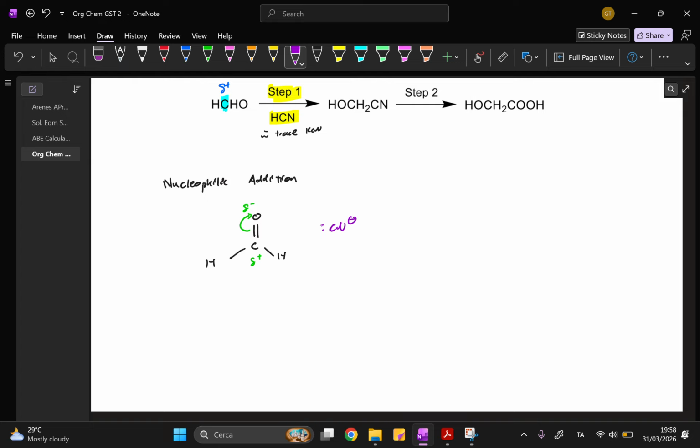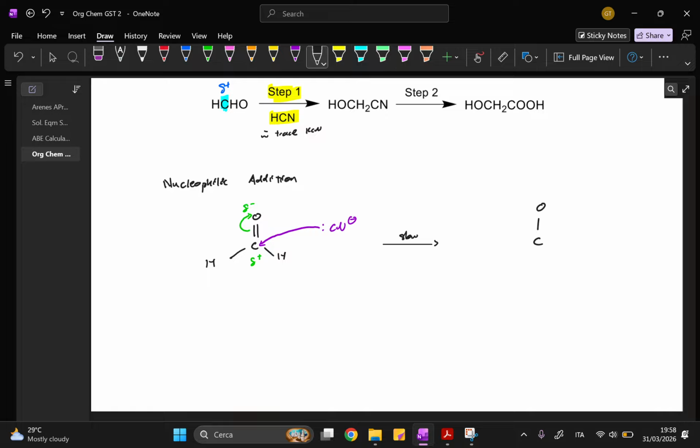So this lone pair, I start my curly arrow from the middle of the lone pair. I come here and I attack my delta plus carbon. And of course, this is a slow step. And then therefore, this is going to form a tetrahedral intermediate.